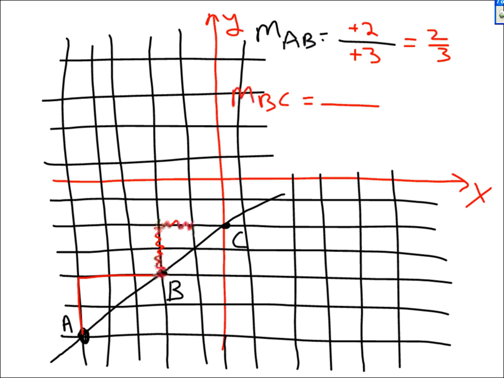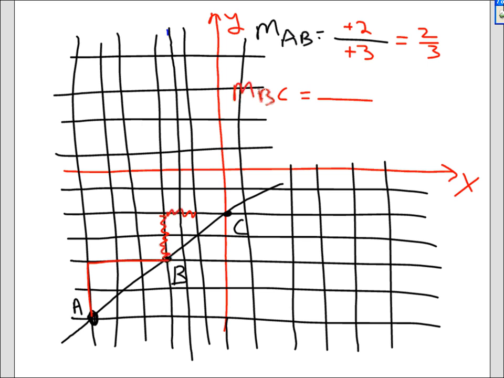Okay, how are we going to fix this? Suppose there was, close your eyes for a moment, and here is your, okay. So how do you go from B to C? You go up 2 and you go 1, 2, 3 to the right. Up 2 and 3 to the right is plus. So it's 2/3. Well, what's the slope from A all the way to B?